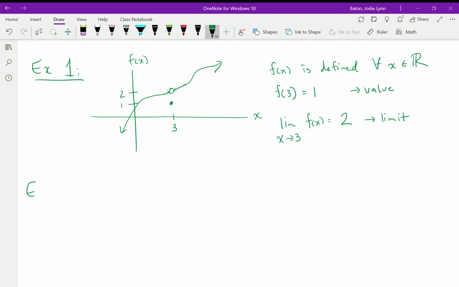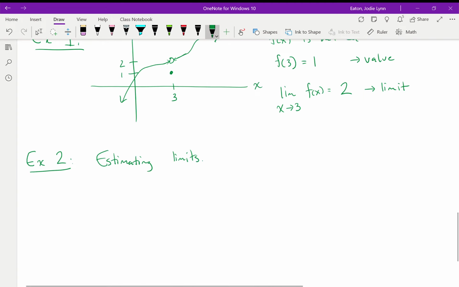So how would we deal with an algebraic limit? Well, to start out with, let's see if we can estimate it. Estimating a limit. So what we can do is, let's say we want to estimate the limit as x approaches minus 3 of x squared minus 9 over x plus 3. Okay, we want to see what that limit is.